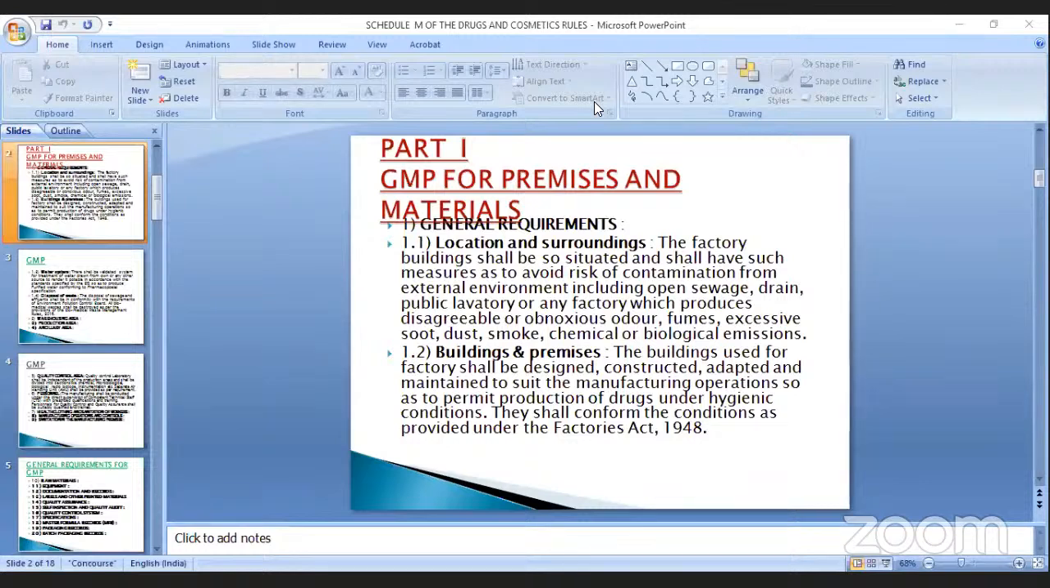The interior surfaces shall not shed any particles. That is also another very important as far as construction of the building is concerned. Moreover, the building materials which you have to use to construct the building, it should be compatible with other drug manufacturing operations inside the premises.